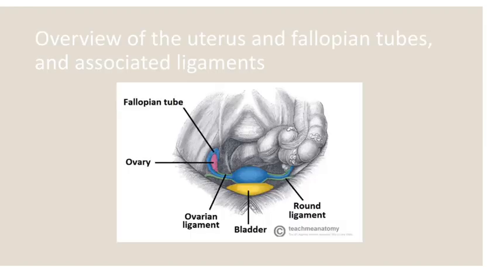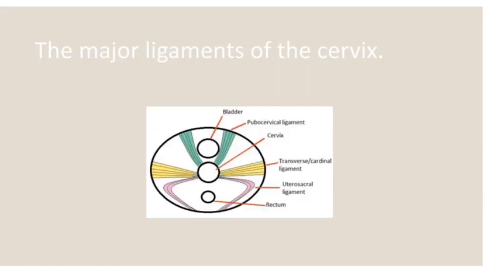This is the overview of the uterus and the fallopian tubes and the associated ligaments like the ovarian ligament and round ligament. The major ligaments of the cervix are the transverse cervical or cardinal ligament, uterosacral ligament, and pubocervical ligament.